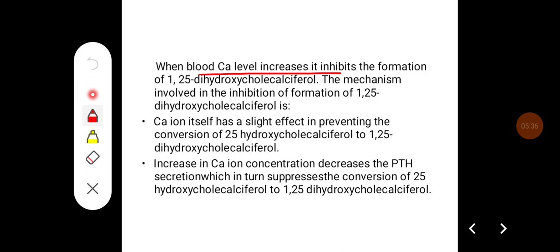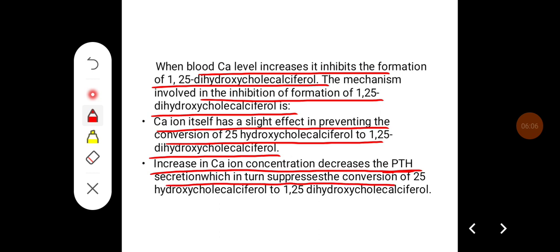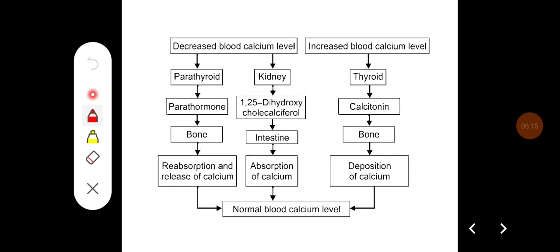When blood calcium increases, it inhibits formation of 1,25-dihydroxycholecalciferol. The mechanism involved is that calcium ion itself has a slight effect in preventing conversion of 25-hydroxycholecalciferol into 1,25-dihydroxycholecalciferol. And increase in calcium ion concentration decreases the parathormone secretion, which in turn suppresses the conversion of 25-hydroxycholecalciferol to 1,25-dihydroxycholecalciferol. So this is how serum calcium levels are regulated.